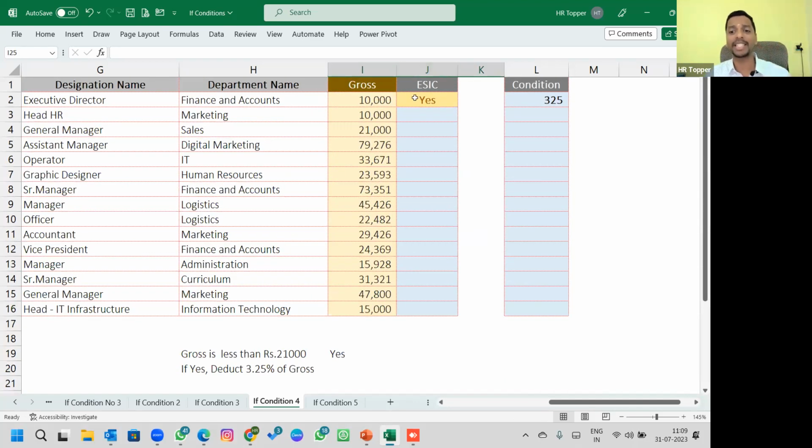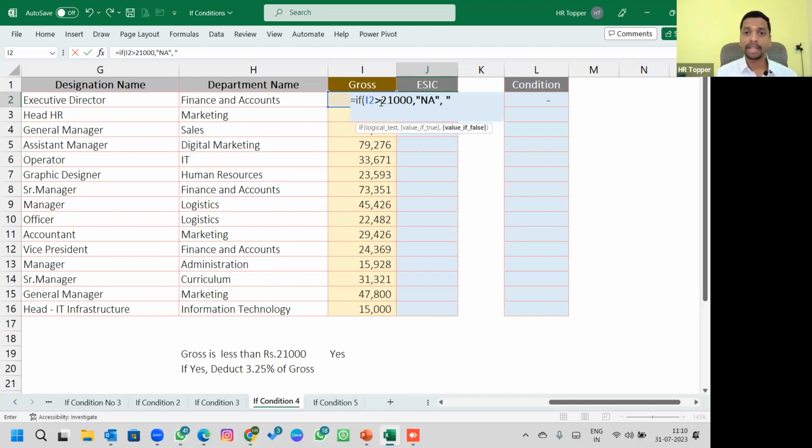For example, this is a fixed salary. So the condition is, let me put yes or no. Now understand the condition. If the gross is greater than 21,000, give me 0. That was the condition. So here instead of 0, I just want no, that is not applicable, or we'll write NA and close the bracket. There is one more formula. The first formula, if it is true, then give me not applicable. But what if it is false? That is, if it is less than 21,000, then comma, the end result is give me yes, that is applicable.